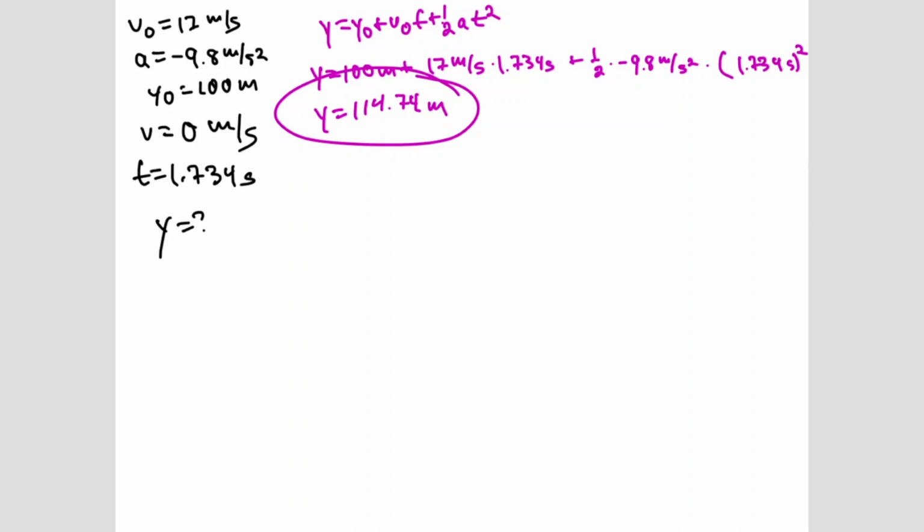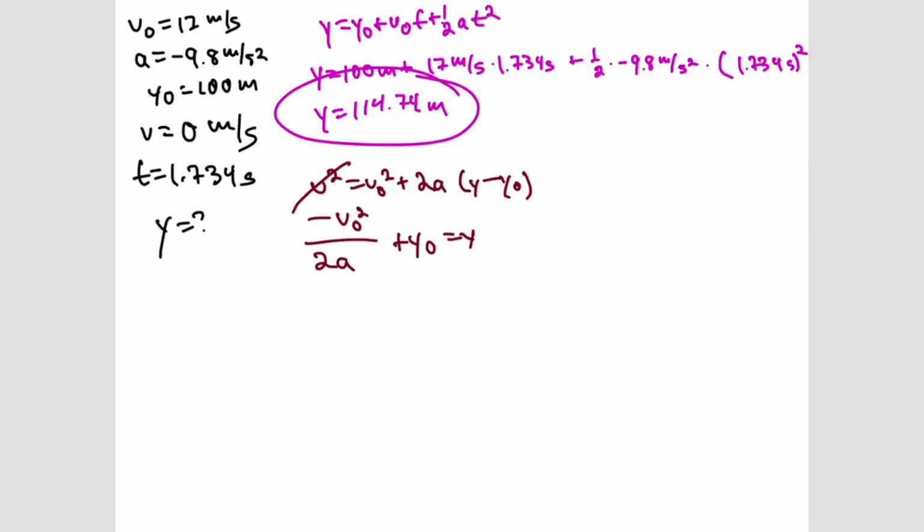Again, it really doesn't matter. I'm going to pick a color, how about this little maroon red? V squared equals V naught squared plus 2a times y minus y naught. Again, I'm doing this to make it a little easier to isolate for y. Let's see, that cancels out. So now we have negative V naught squared divided by 2a plus y naught is equal to y.